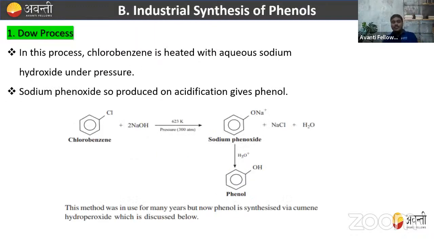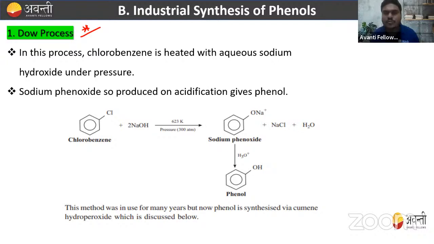The next is the Dow process. This is also very, very important, right? In this process, chlorobenzene is heated with aqueous sodium hydroxide under drastic conditions. Drastic conditions mean high temperature and high pressure, like a temperature of around 623 Kelvin and a pressure of around 300 atm, right? So in the Dow process, basically we convert chlorobenzene into phenol.